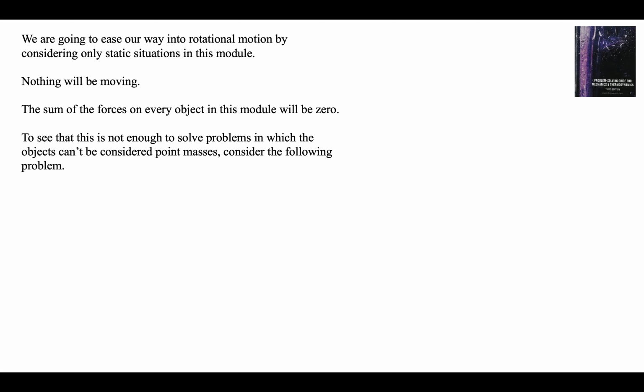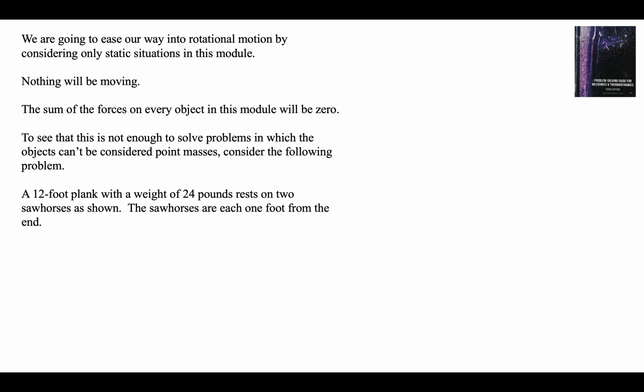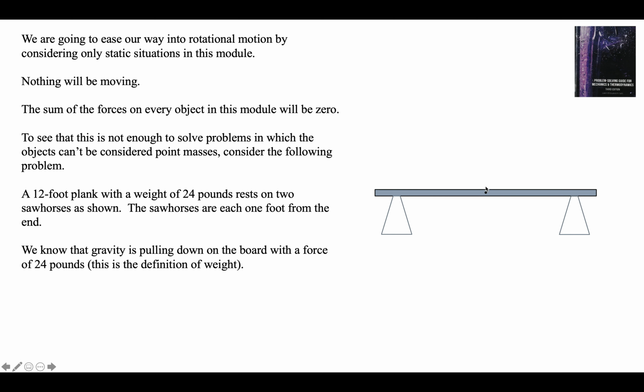We're going to see that this is not enough to solve problems in which the objects can't be considered point masses. So here's a situation. A 12-foot plank has a weight of 24 pounds, rests on two sawhorses. The sawhorses are each 1 foot from the end. Plank weighs 24 pounds, 12 feet long. We know gravity is pulling down on the board with a force of 24 pounds. That's what weight means. Gravity is exerting a 24-pound force on it.